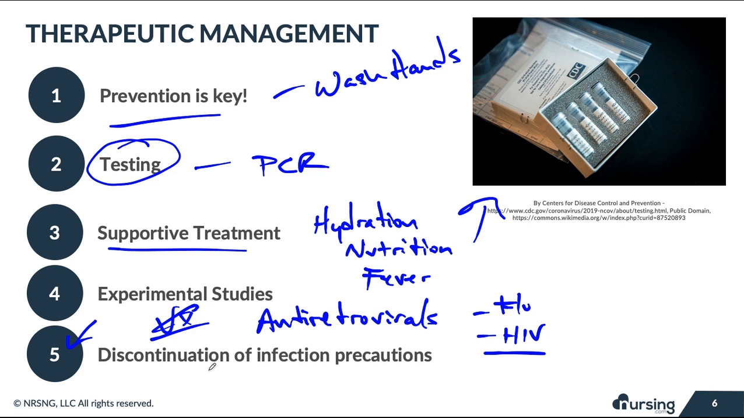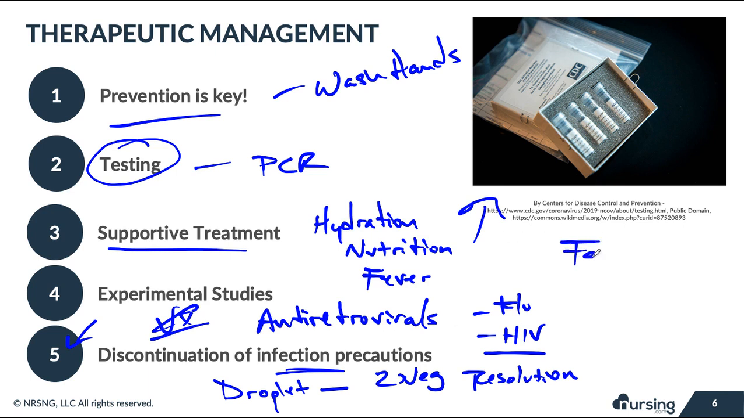Now, the big part about the discontinuation of your infection precautions, your droplet precautions, is that you're often going to pay attention to this testing. What the CDC is currently recommending is two negative PCR tests, and there has to be a complete resolution of all of their symptoms in order for them to have the discontinuation of the infection precautions. That doesn't mean that they can be discharged. It just says that, hey, we don't think that they're a concern. But the biggest thing here is you need to follow your facility policy, because that facility policy is going to pay attention to what the CDC says and also what the World Health Organization is saying. So just make sure that you're following those policies specifically, but these are general guidelines.